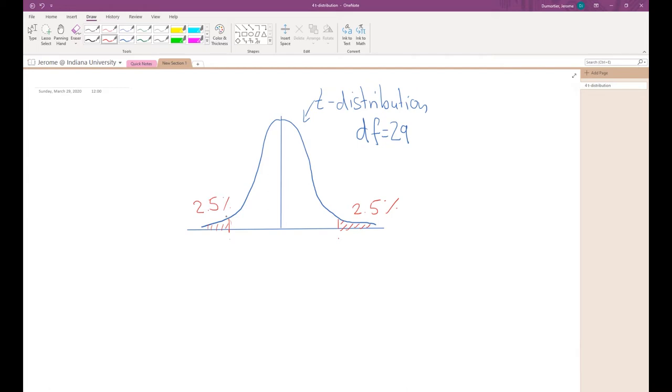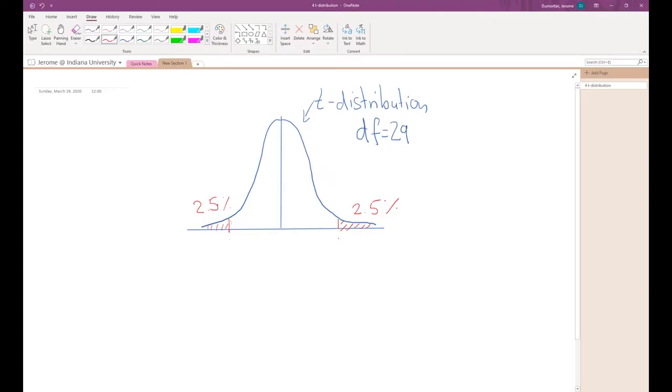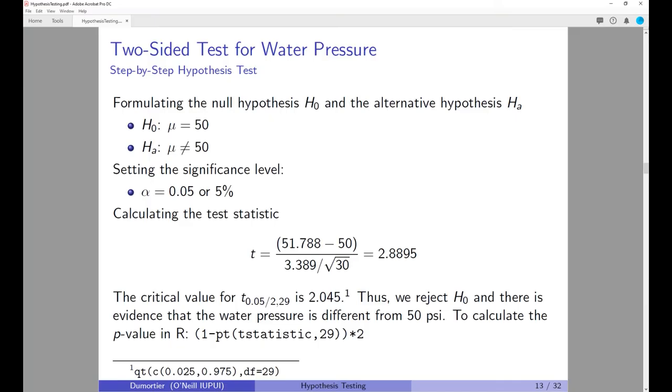So it turns out that in our example, the critical value is 2.045. Right? So what this means is the point here is 2.045, and we have negative 2.045 on the left side. Now our hypothesized mean, or H0, is that the mean is equal to 50, with the alternative hypothesis that the mean is different from 50. Now, our test statistic indicates that it is 2.8895.